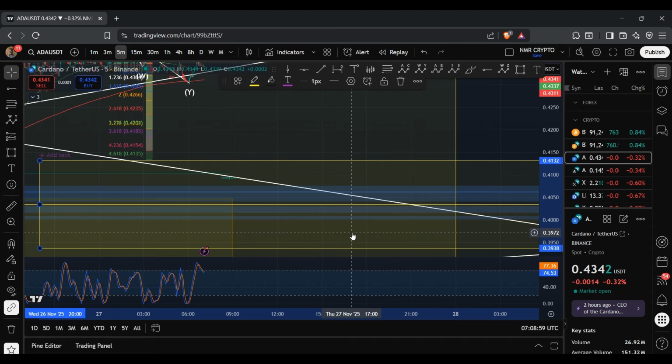But of course, that's something I'm going to be tracking in the days and weeks to come, and I'll keep you guys updated. And so yeah, that's just my update on Cardano ADA.